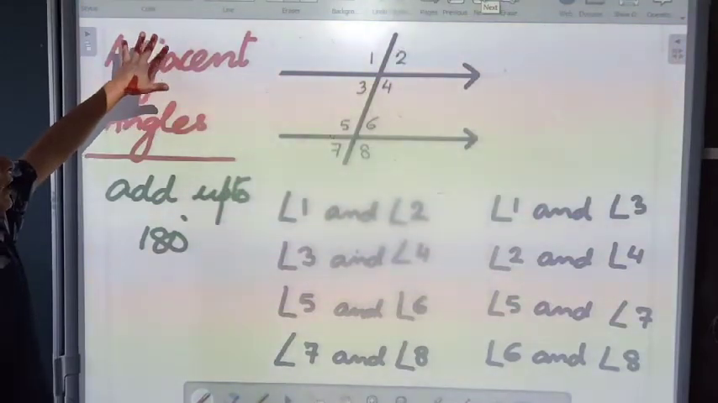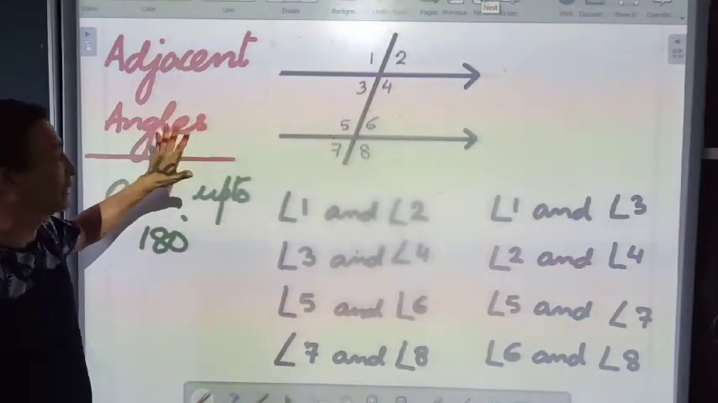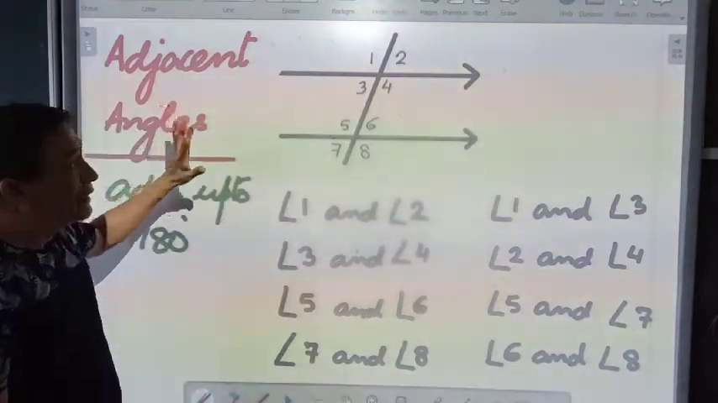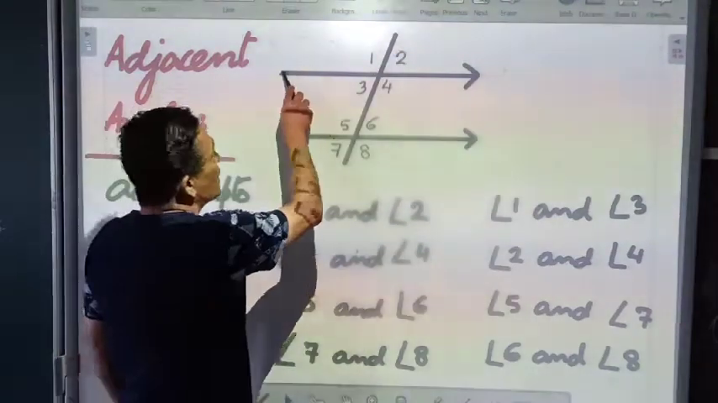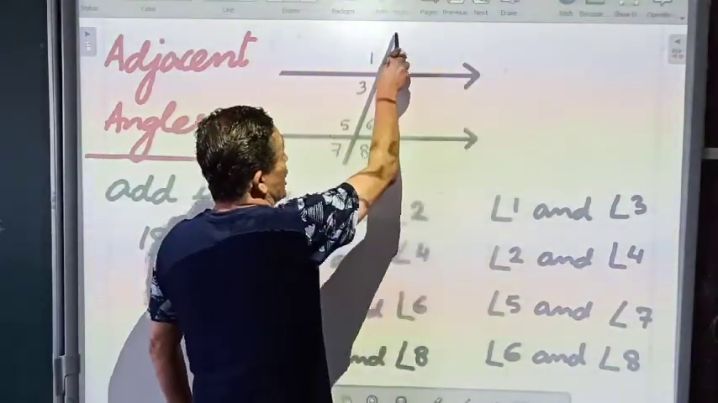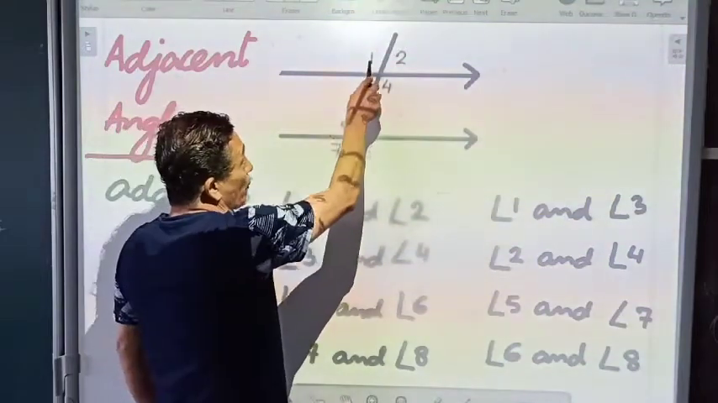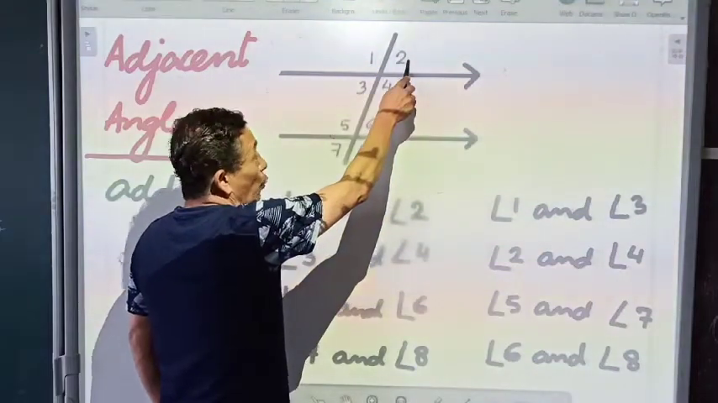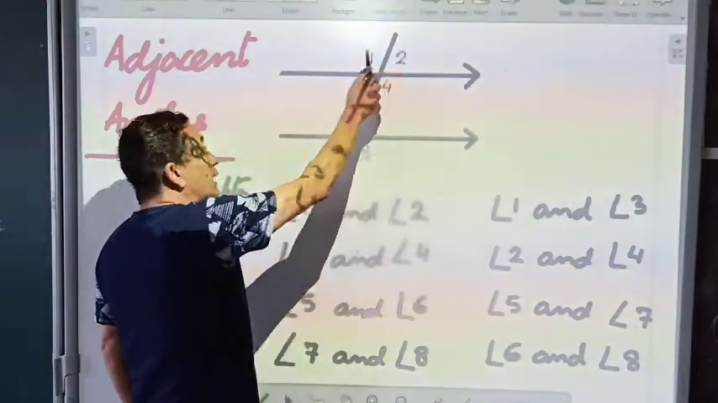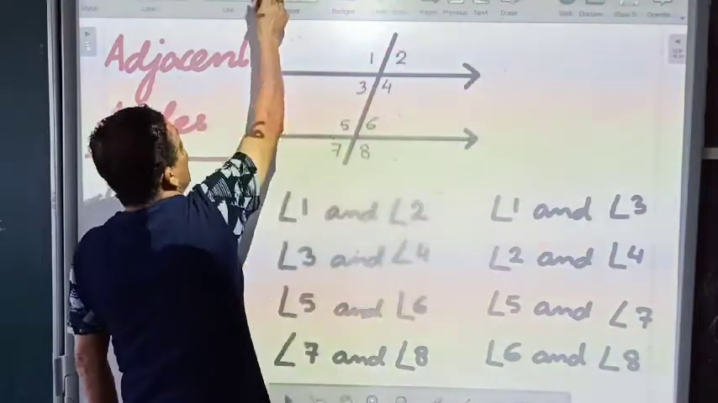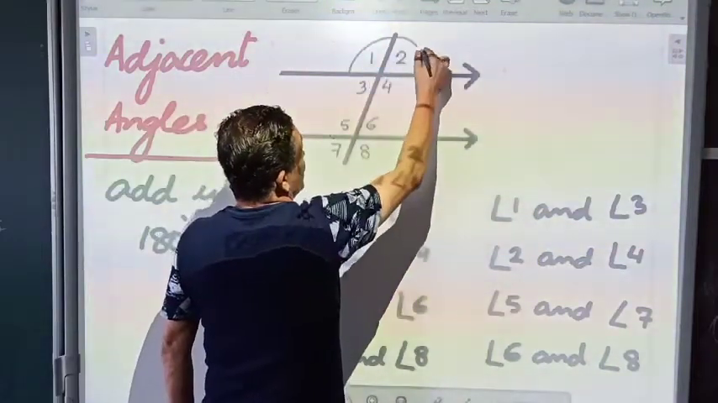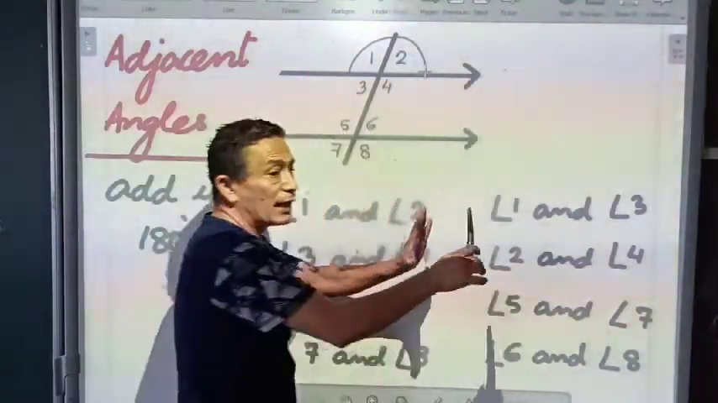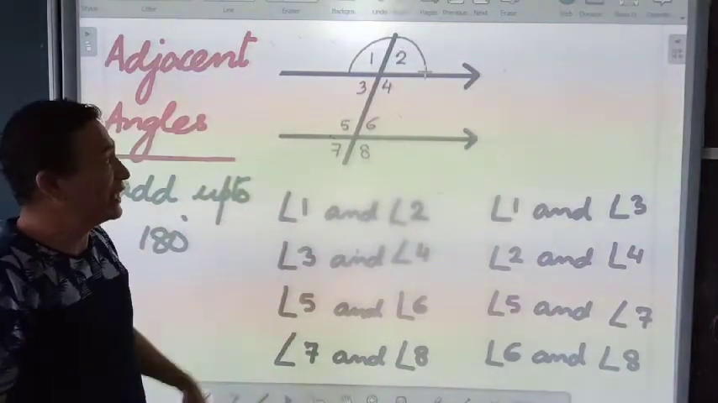The first type is called adjacent angles. We've already done adjacent angles. Adjacent angles are angles lying side by side. In this case, since this is a straight line and the transversal is crossing it, 1 and 2 are lying side by side, so they are called adjacent angles. At the same time, since this is a straight line, I can say that the total from here to here is going to be 180 degrees. So we've got 8 pairs of adjacent angles.